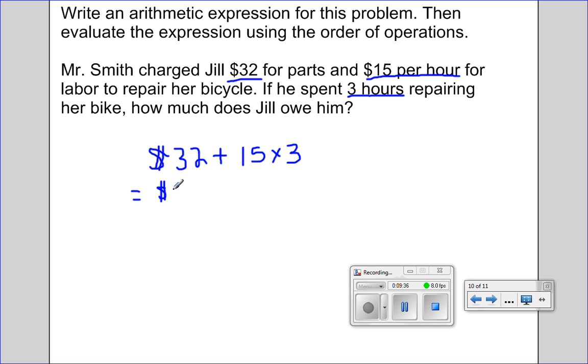So we have our $32 plus 15 times 3 equals 45. And then when I add in total, Jill is going to have to pay a grand total of $77. There you go. If you want, you might want to just go back and replay this last part of the video if you had trouble understanding how I arrived at this solution.